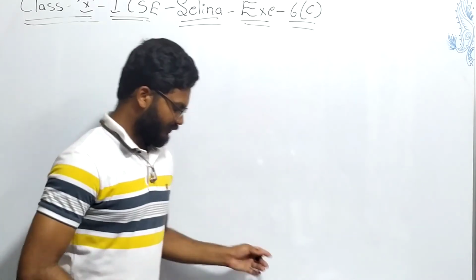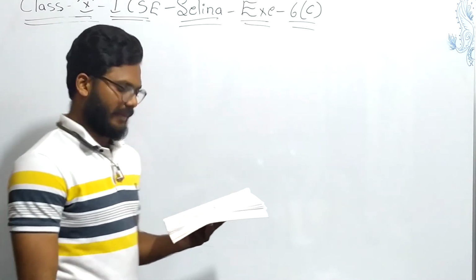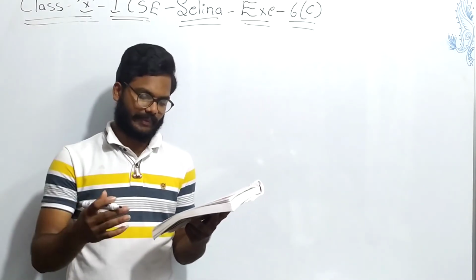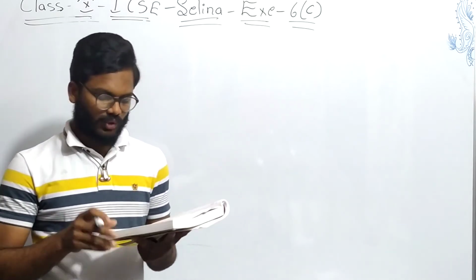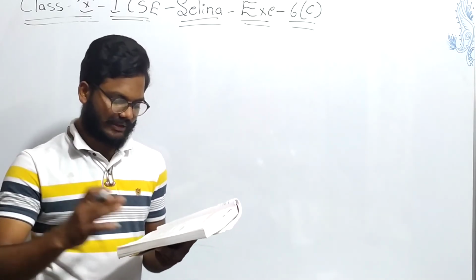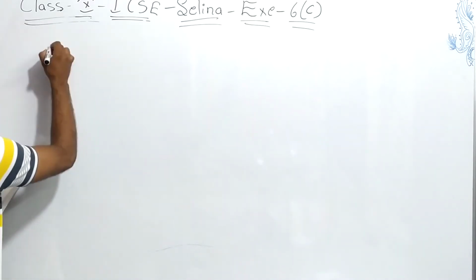Next, seventh one. A goods train leaves a station at 6 p.m. followed by an express train which leaves at 8 p.m. and travels 20 km per hour faster than the goods train. See, first let me write up to here.